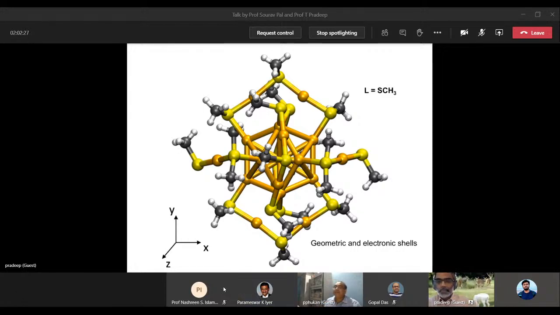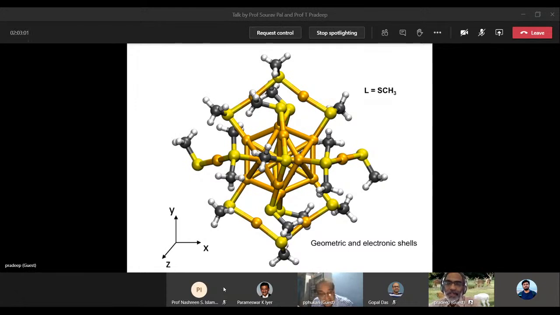One more thing, I thank you very much. For many clusters we need to have some stabilizing agent, particularly sulfur containing compounds. In such a case, if you have more stabilizing agents, then obviously those stabilizing agents are going to block all the metal surfaces. So that metal surface will not be exposed for catalytic activity.